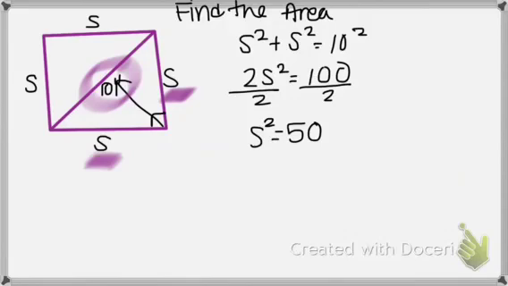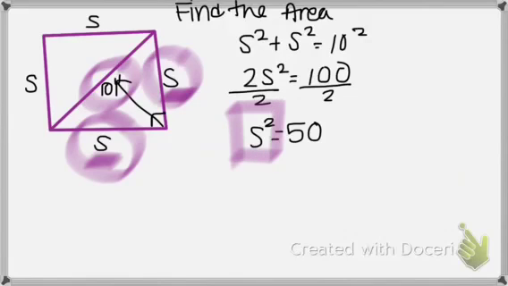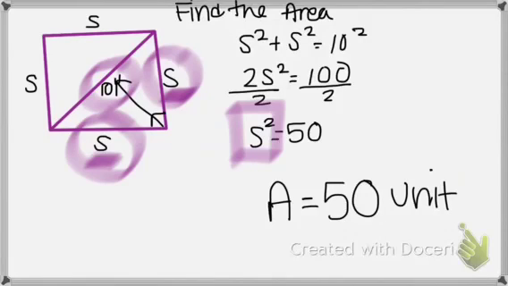What is the area equal to? The area here is actually equal to s squared. So the area of my square is simply equal to 50, and whatever our units are, units squared. That's the area of the square.